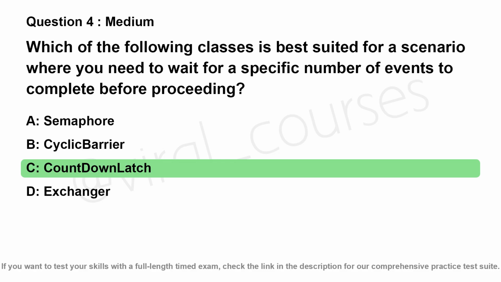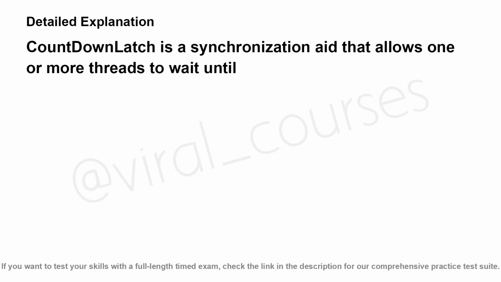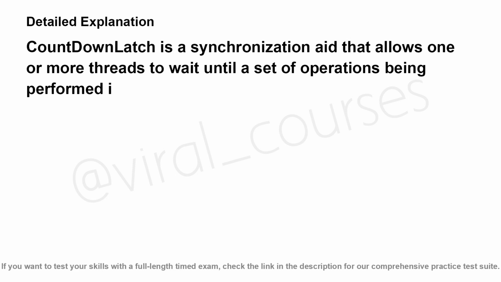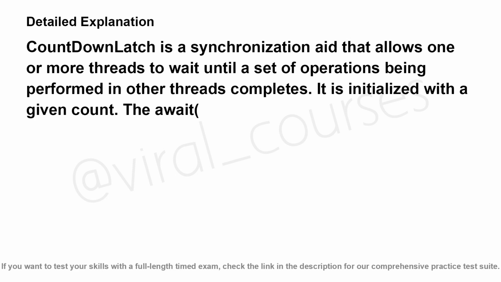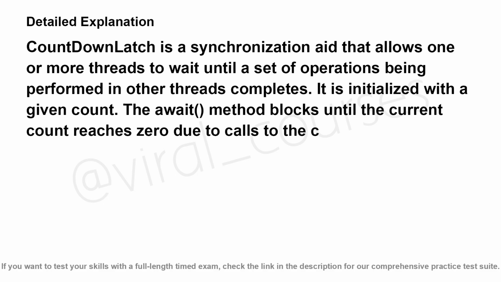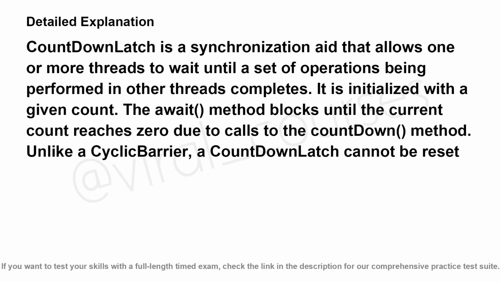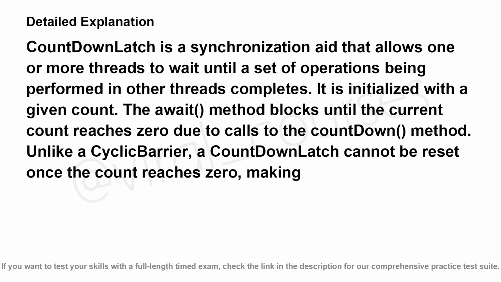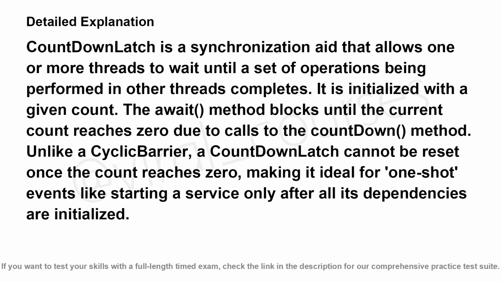The correct answer is C. CountDownLatch is a synchronization aid that allows one or more threads to wait until a set of operations being performed in other threads completes. It is initialized with a given count. The await method blocks until the current count reaches 0 due to calls to the countDown method. Unlike a CyclicBarrier, a CountDownLatch cannot be reset once the count reaches 0, making it ideal for one-shot events like starting a service only after all its dependencies are initialized.